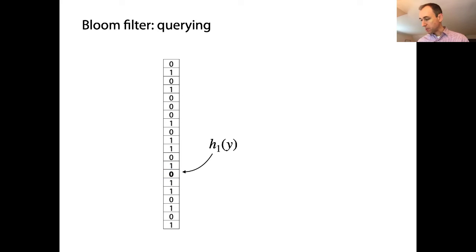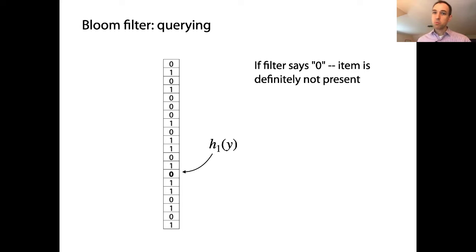So if that happens, what do I know? Is the item in the set or not? It's not. It can't possibly be in the set. If the item were in the set, we would have set that bit to 1. Remember that our procedure for inserting items only involves changing 0s to 1s. We never change 1s back to 0s. So there's no way that this data item y could have been one of the ones that we inserted previously.